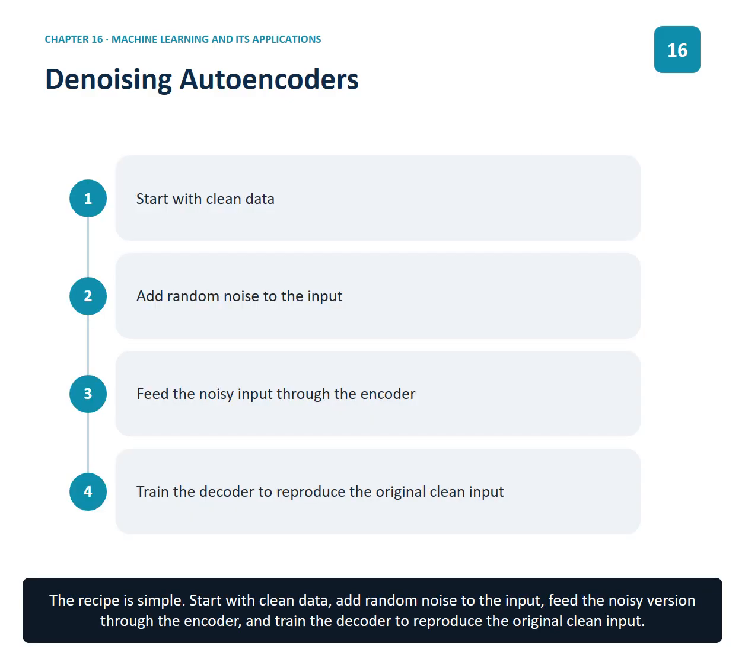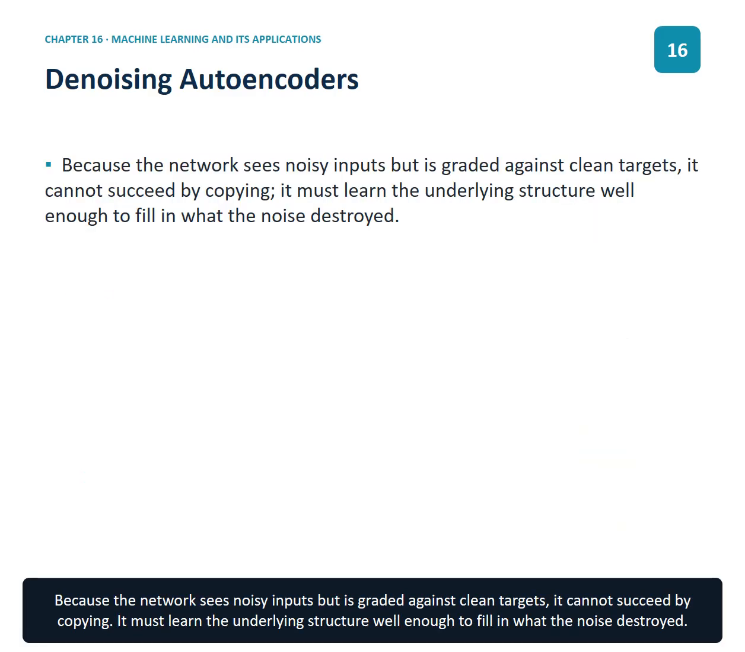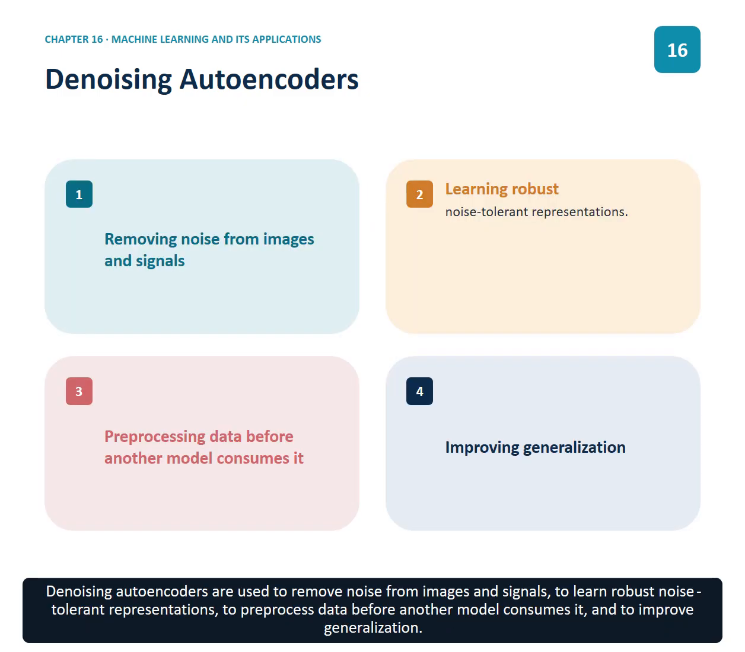The recipe is simple: start with clean data, add random noise to the input, feed the noisy version through the encoder, and train the decoder to reproduce the original clean input. Because the network sees noisy inputs but is graded against clean targets, it cannot succeed by copying. It must learn the underlying structure well enough to fill in what the noise destroyed. Denoising autoencoders are used to remove noise from images and signals, to learn robust noise-tolerant representations, to pre-process data before another model consumes it, and to improve generalization.